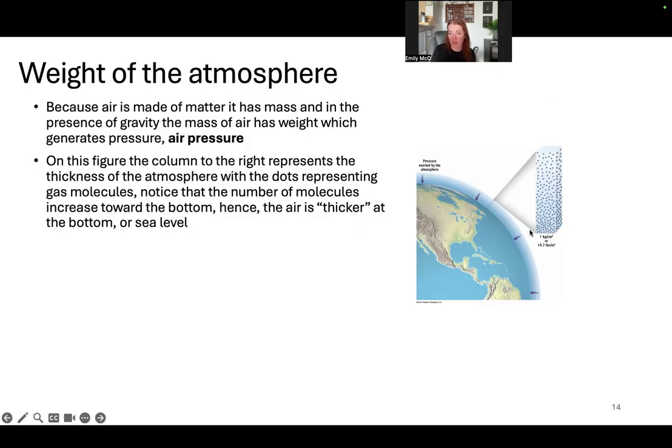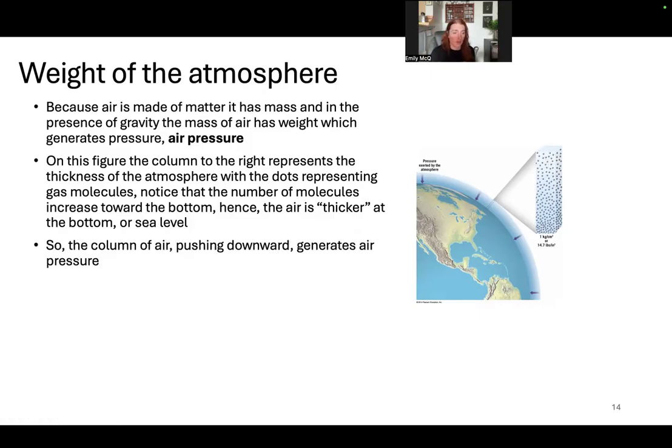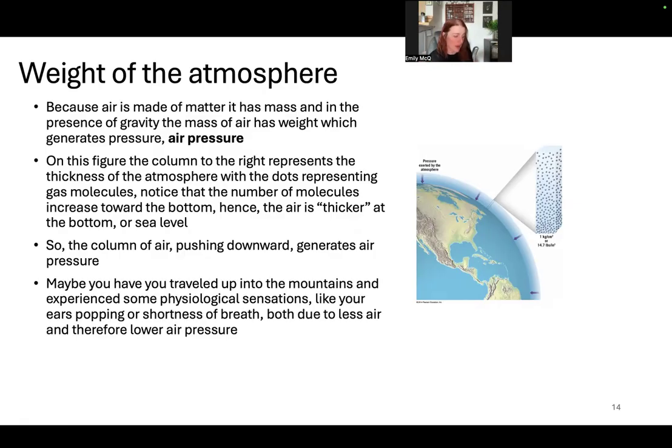Another way to think about it is the air is thicker closer to sea level, closer to the surface of Earth than it is up here. It's thinner. And maybe you've heard that too. The air is very thin up here. And that is a true statement in that the molecules present in the air are probably further apart. They're thinner. So the column of air, as it pushes downward, generates air pressure. Imagine if you have traveled up the mountains and it gets harder and harder to breathe.